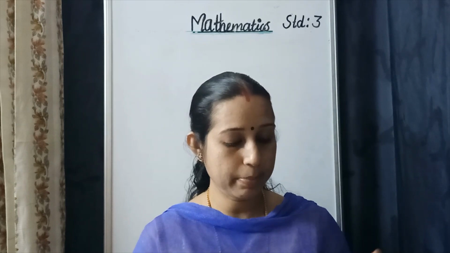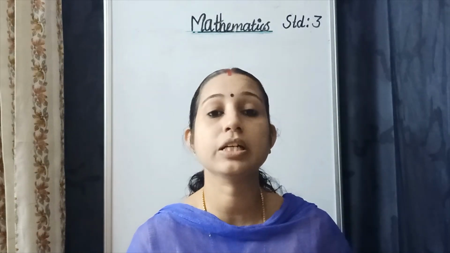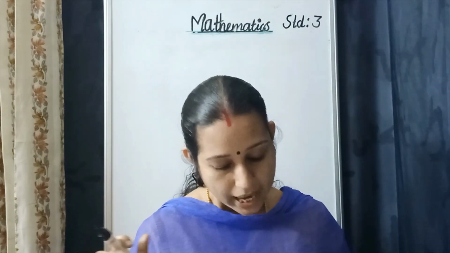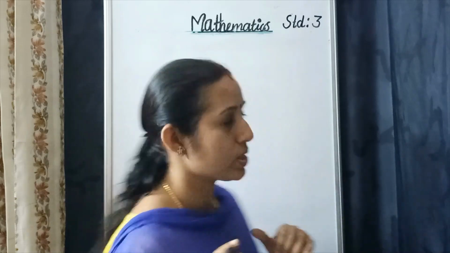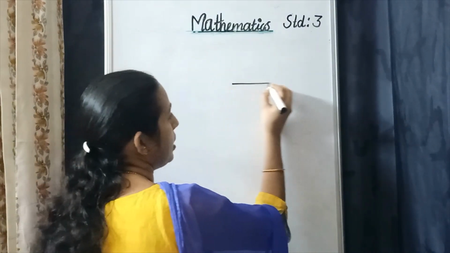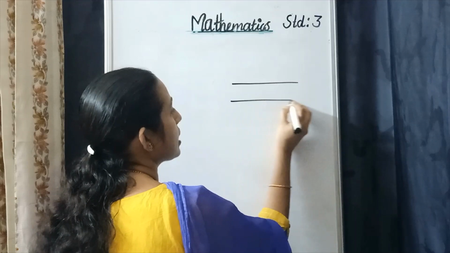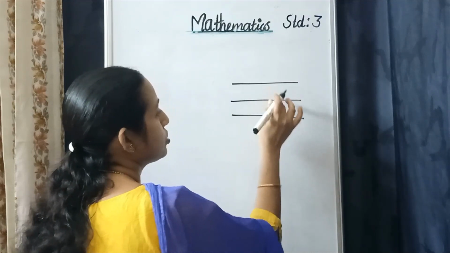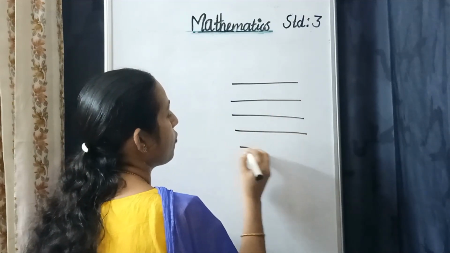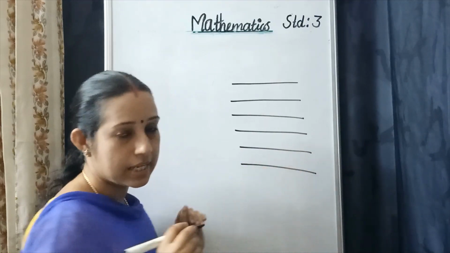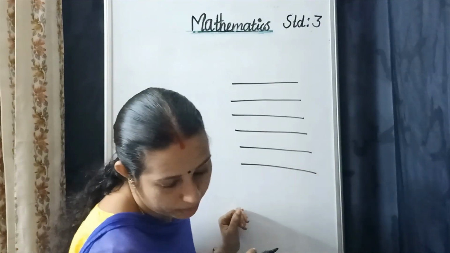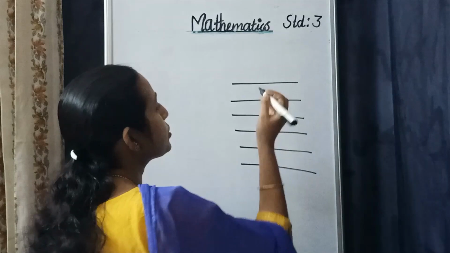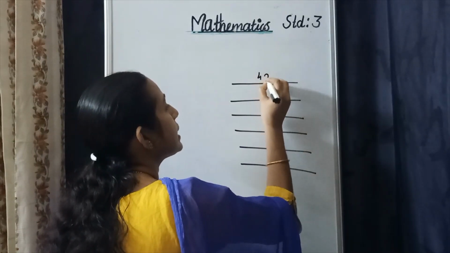Means so many people are sitting there to watch the cricket match. And the total 6 rows are there. Imagine this is a cricket stadium. Total 6 rows are there. 1, 2, 3, 4, 5, 6. 6 rows. In each row, how many people? Yes, 42 people are sitting in each row.